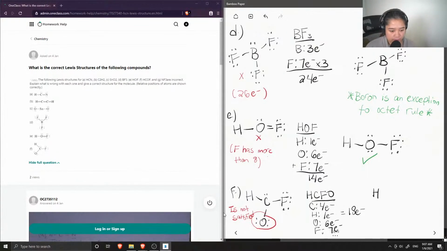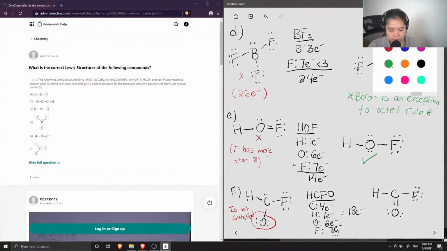But instead of the lone pair on the carbon, I'm going to convert it into another bond with oxygen to have a double bond. And now we should still have 18 electrons, only now the oxygen has a full octet. So this structure is now correct.